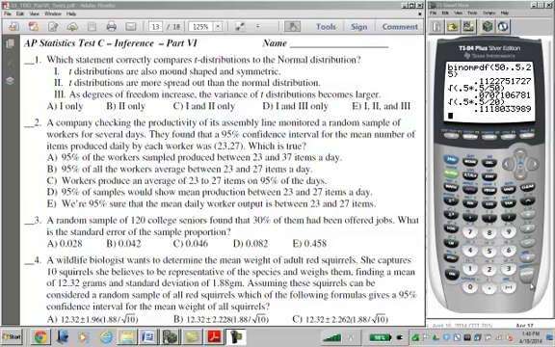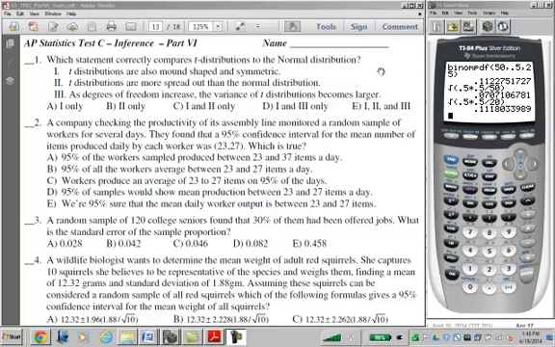Now we've had a whole bunch of questions about these, and practice questions. T-distributions are mound-shaped and symmetric, and they're more spread out. And as degrees of freedom increase, the variance of t-distributions becomes smaller. So in this particular multiple choice question, 1 is true, 2 is true, and 3 is false.